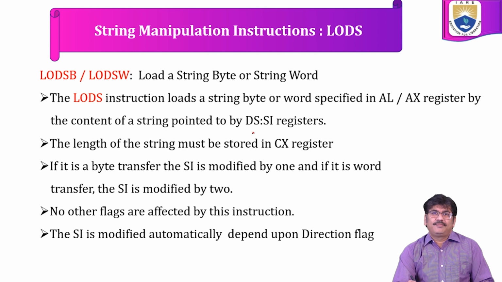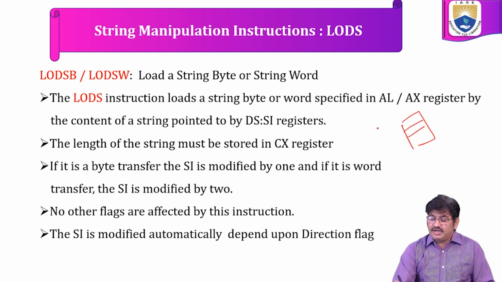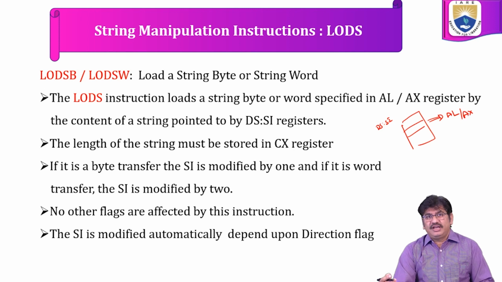The next instruction is LODSB or LODSW, which is load a string byte or string word. The LODS instruction loads a string byte or string word into the AL or AX register from the string pointed by DS:SI. So whatever is pointed with DS:SI will be copied into the AL register or AX register depending upon whether it is a string byte or string word. The length of the string must be stored in the CX register.